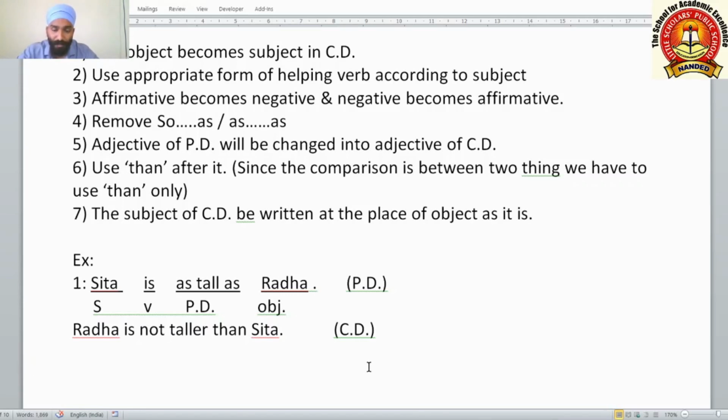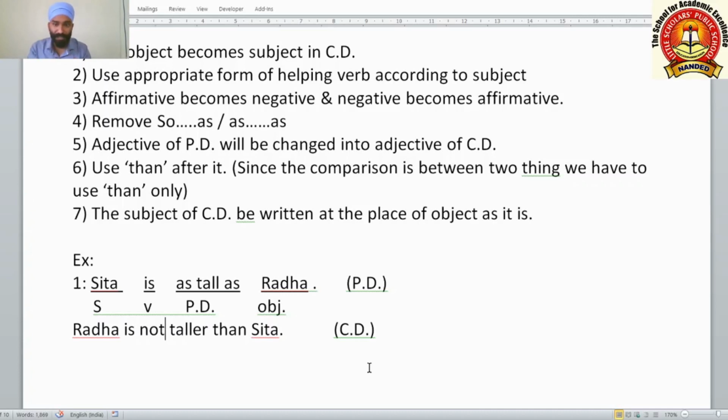Then when we convert it into comparative degree, what does the sentence say? राधा सीता से ज्यादा ऊंची नहीं है. मीन्स वो भी राधा और सीता दोनों की ऊंचाई समान है. The height of Radha and Sita is same, not less, not more.